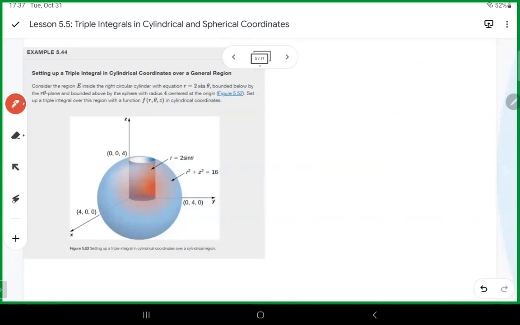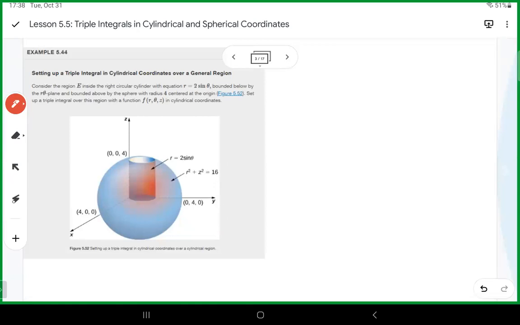So this next one is saying setting up a triple integral in cylindrical coordinates over a general region. Consider the region E inside the right circular cylinder with the equation r equal to 2 sine theta bounded below by the r theta plane and bounded above by the sphere with radius 4 centered at the origin. Set up a triple integral over the region with the function f of r theta z in the cylindrical coordinates. So they give you everything there that you'll need to set up the problem.